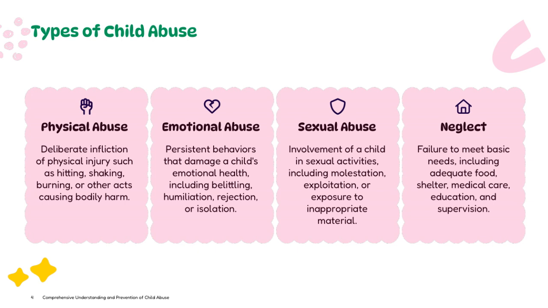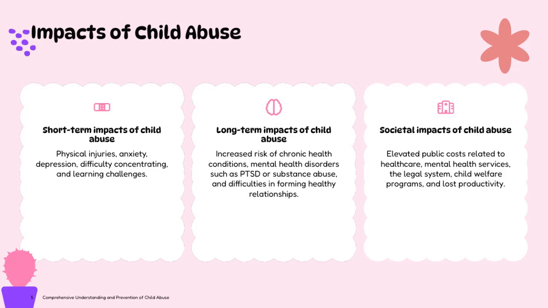Sexual abuse is another serious form, where a child is involved in any sexual activity, including molestation or exposure to inappropriate material, severely impacting their sense of safety and trust. Lastly, neglect refers to the failure to provide for a child's basic needs, such as food, shelter, medical care, education, and supervision. Neglect can be just as harmful because without these essentials, a child's overall development is at risk. Understanding these types helps us recognize the different ways children can be harmed and highlights the importance of protecting their rights and well-being.